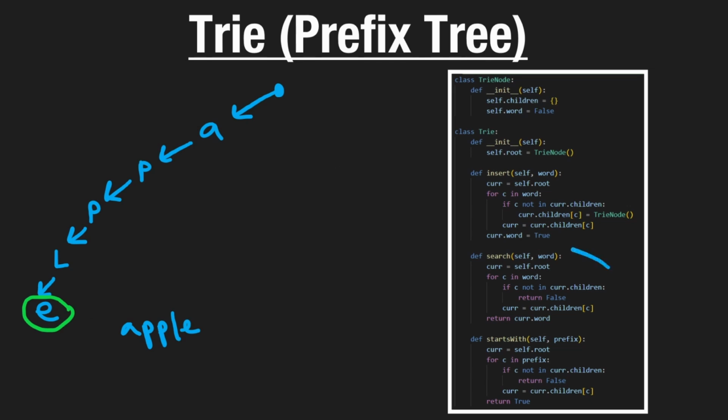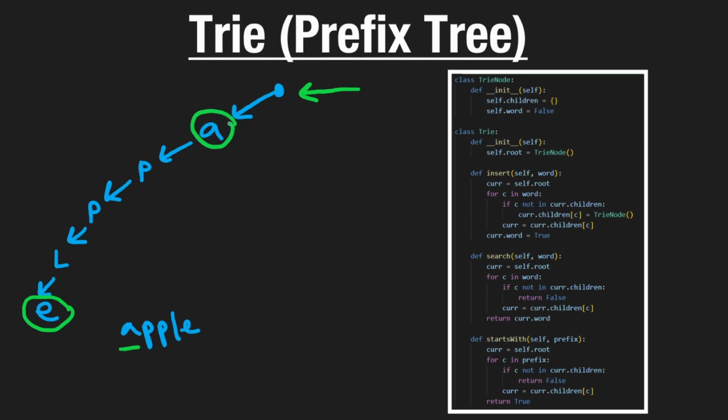Now suppose we want to search for a word, which is actually very similar to inserting a word. And let's say we're searching for the word apple, the word that we just inserted. So we would start at the root node. We would go character by character through the input. So we would start at the character A. We would check, is A a child of the root node? Yes, it is in this case.